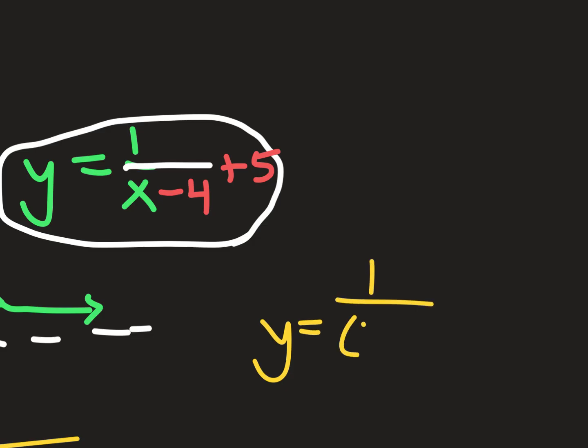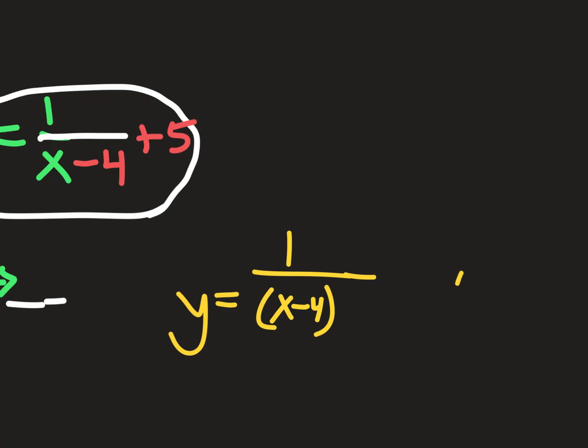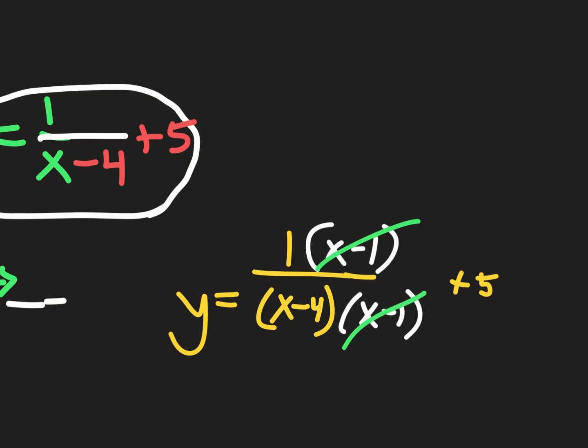1 over x minus 4. Still got the plus 5 out here. But it might have had an x minus 1 and an x minus 1 in it. What does that create? It creates a hole at 1.